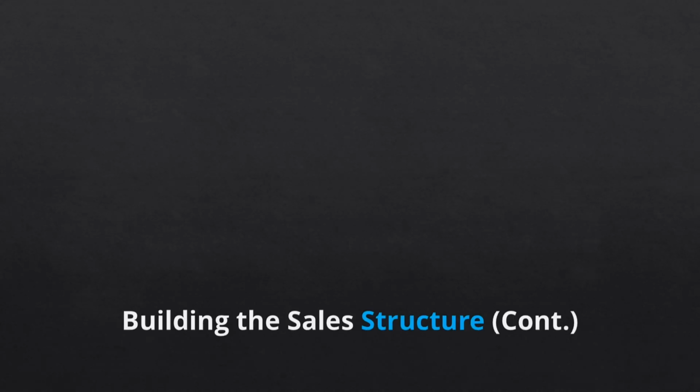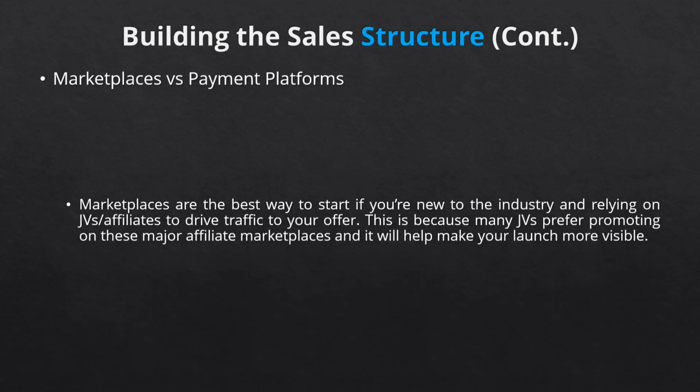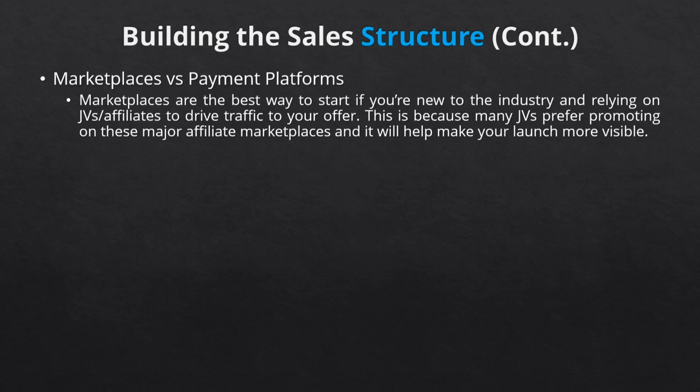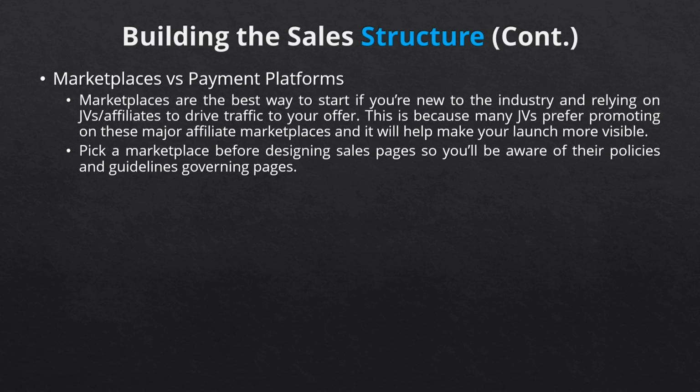Next, marketplaces. The last component of your structure that needs to be established before moving on to the sales pages themselves is which marketplace or platform you'll be using. If you're relatively new to product launching and you're relying heavily on JVs, you'll want to stick with one of the big affiliate marketplaces rather than your own payment platform. This is because you'll have a greater chance of attracting affiliates, and many of these marketers are only comfortable with these marketplaces anyway. The reason this decision should come before your actual sales pages is that some of these marketplaces have specific guidelines and requirements for vendors and their pages.